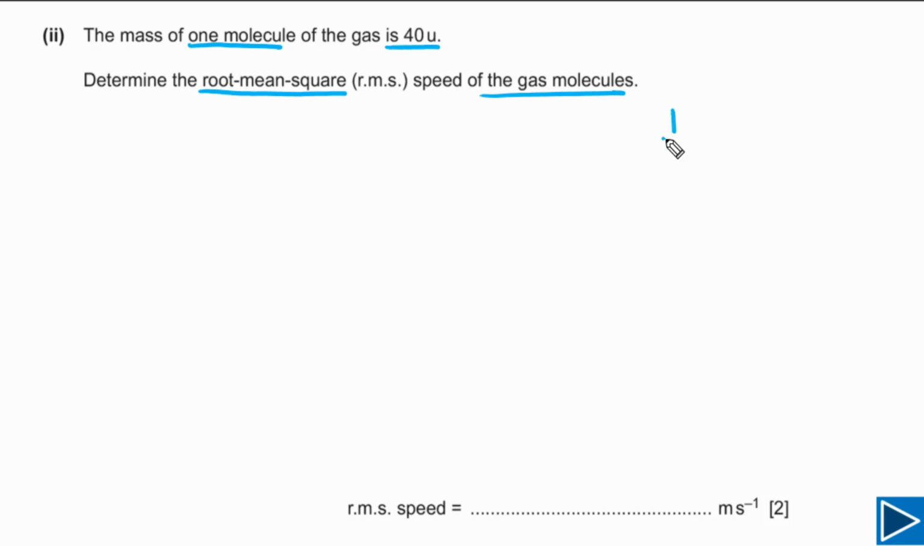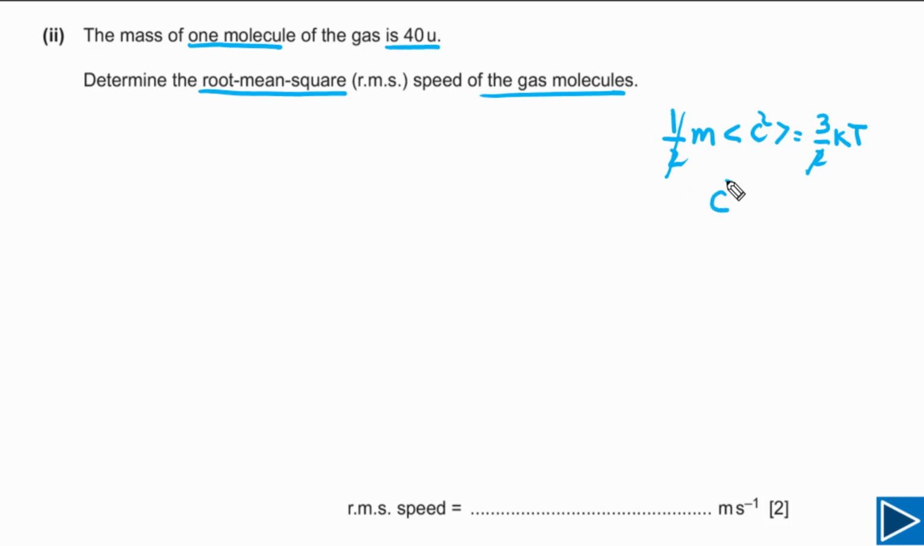The average translational kinetic energy of gas molecules is equal to 1/2 m times the mean square speed. This is the mean square speed. This is how you need to write it down. And this is equal to 3/2 kT. k is the Boltzmann constant and temperature has to be in Kelvins. Very important. We need to calculate the mean square speed. So simply the first thing we can do is cancel the 1/2 here.